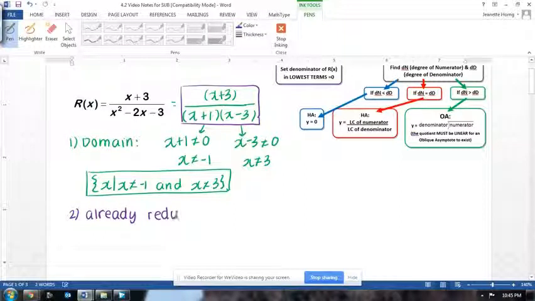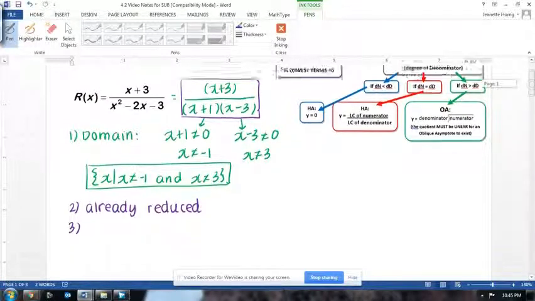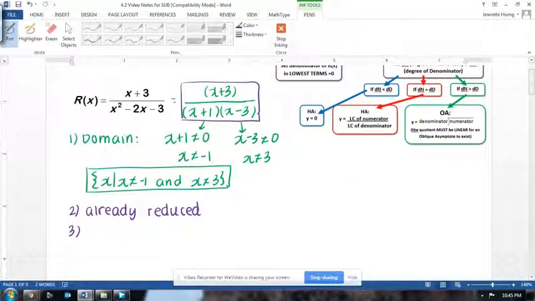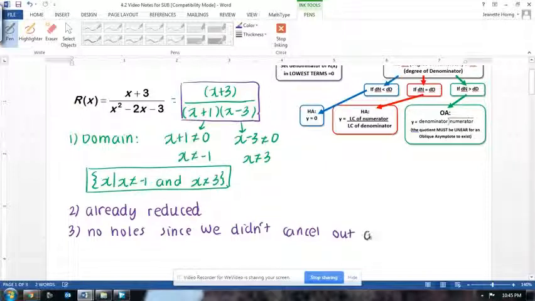Our third thing is talking about if there's any holes. Now, the holes really come from whether or not you can take out any factors, but since I didn't cancel out any factors, there's no holes. So I'll say no holes since we didn't cancel out any factors. So that's actually kind of good. That means I won't have any random open dots on my graph.